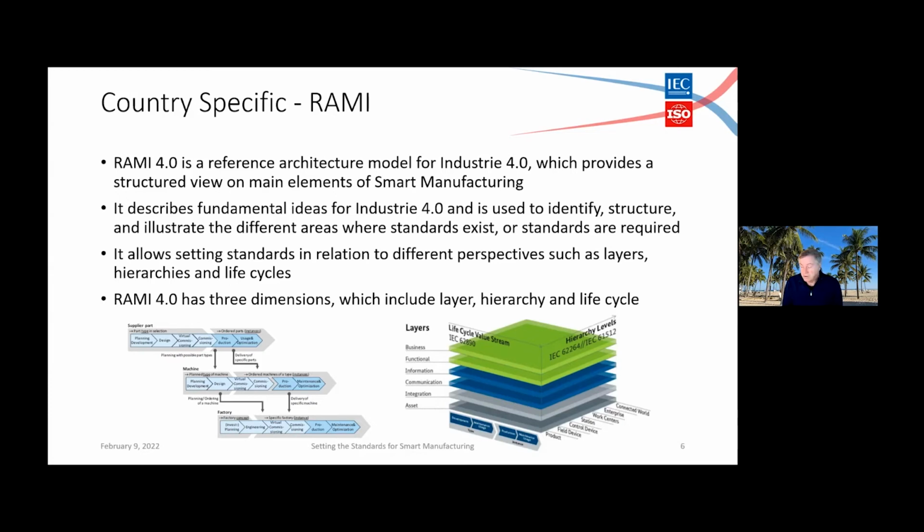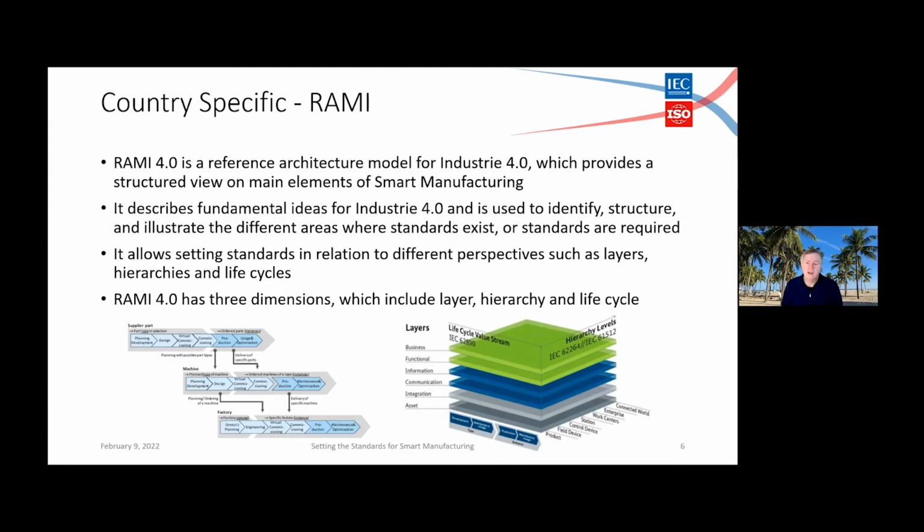It's a good model. It's a great model. And it's actually built on several other IEC standards. So if you say, I want to follow the RAMI, you'll be following the 62890 life cycle model. You'll be following the 62264 or 61512 models for the hierarchy levels. And then they have their own model for the layers that are in there.